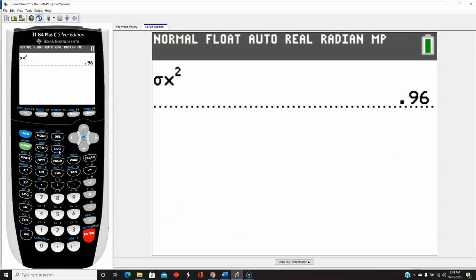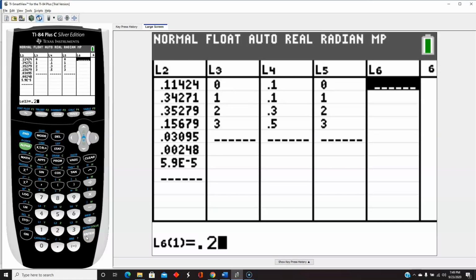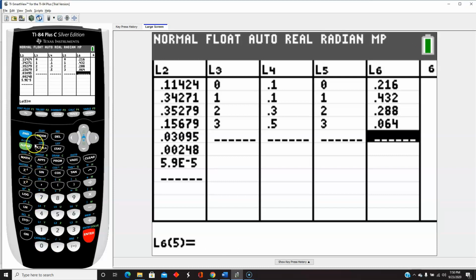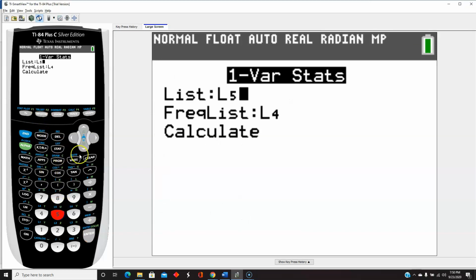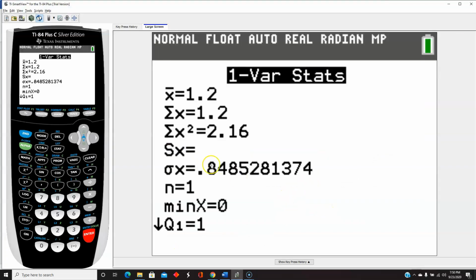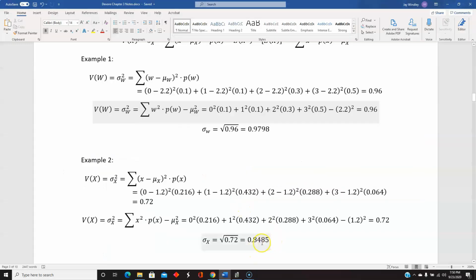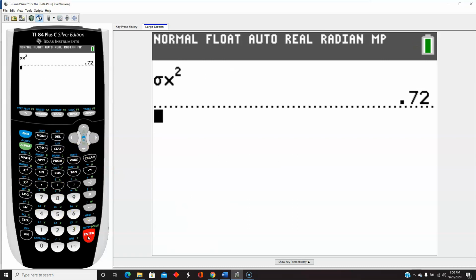I could also set this up on the calculator. I'll use two other lists on the calculator. I could put the values of my random variable 0, 1, 2, and 3 in list 5, and then their probabilities, which if I can remember, 216, 432, 288, and 064, put those in list 6, and then if I do stat, calculate one variable statistics using the values of my variable in list 5 and the probabilities of those values in list 6, this will tell me that the mean is 1.2 like we had before. There's our mean of 1.2, and the standard deviation is 0.8485, which we got down here. And then if I take the standard deviation squared, that'll give me my variance, which is 0.72.